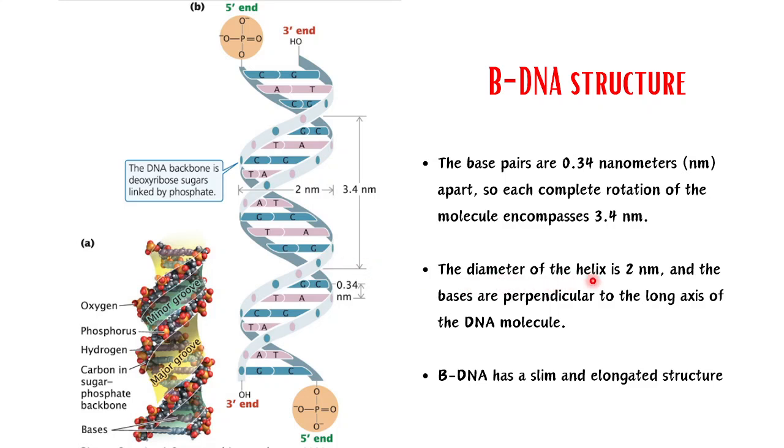And then the diameter of the helix, basta ang ilahang diameter, no? Of the helix is 2 nanometers here. It's more of like katong nasa circle ka, like unsa ka dako siya. And the bases are perpendicular to the long axis of the DNA molecule. And the bDNA has also a slim and elongated structure. So pataas ni siya and medyo slim siya nga type of DNA structure.